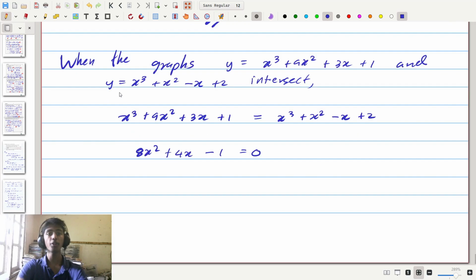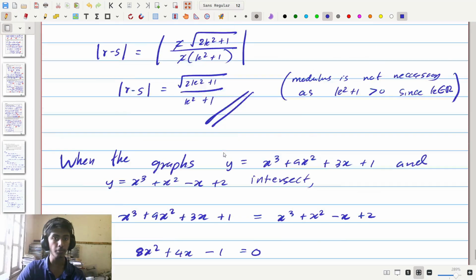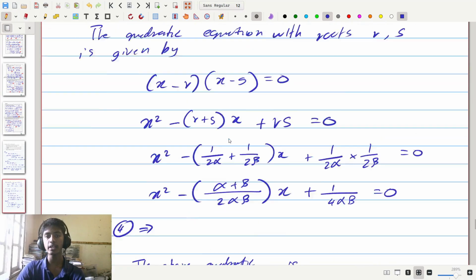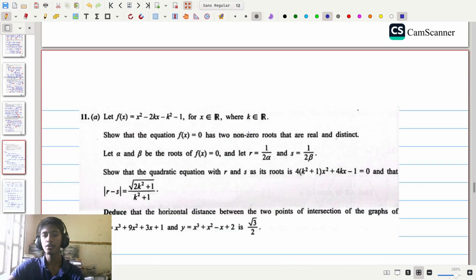Now, at this point, you're going to have to heavily rely on pattern recognition, because if you take a look at this thing, you see we have 8x squared plus 4x minus 1. If you go up and you consider the pattern of the equation that they had above, the pattern of 4 times k squared plus 1 x squared plus 4kx minus 1 equals 0, you will notice that if k is equal to 1, what we get is 4 times 1 plus 1, which is 8x squared plus 4 times 1 times x, or plus 4x minus 1 equals 0.